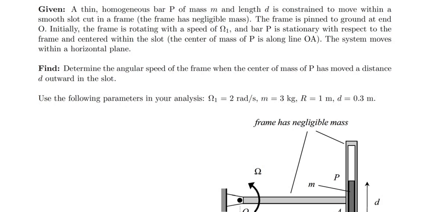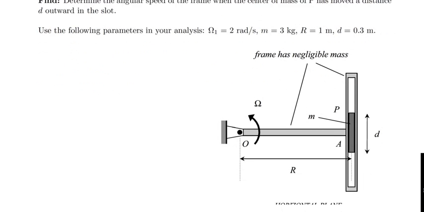We're then told the system moves in the horizontal plane, and that the center of mass of P moves a distance d outward in the slot. We're asked to find the new speed of the frame. Okay, so how are we going to go about doing this?